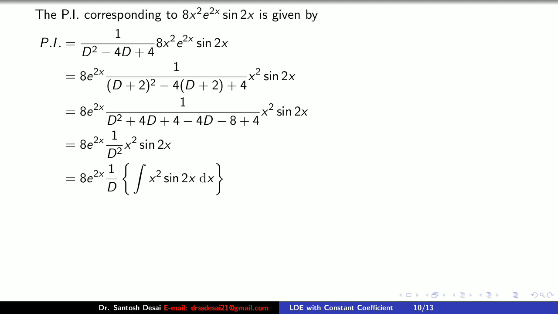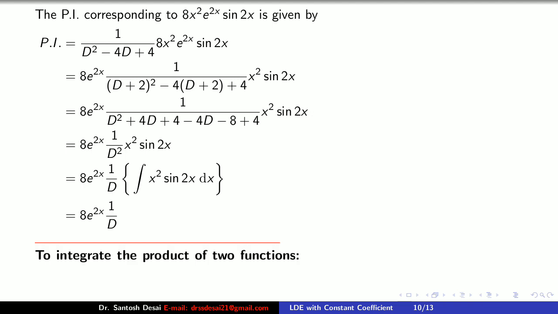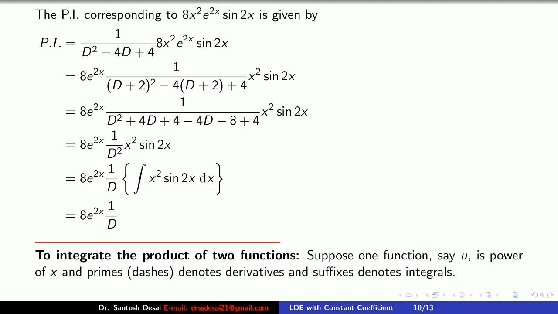Now to integrate this, I'm going to use the UV rule. So let us recall that generalized UV rule. This UV rule is applicable to integrate the product of two functions. So let us here consider a particular case. Suppose one function, say u, is a power of x, where the powers are positive integers, and suppose primes or dashes denote the derivatives and suffixes denote the integration, then the integration of uv is equal to.